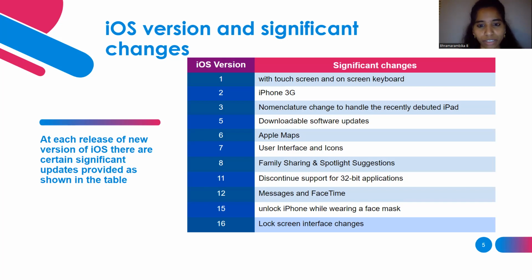In version 5, they introduced downloadable software updates and launched the Siri voice assistant. In version 6, they launched Apple Maps. In version 7, they launched a new user interface and icons. In version 8, it's all about family sharing and Spotlight suggestions. In version 11, support for 32-bit applications was discontinued.